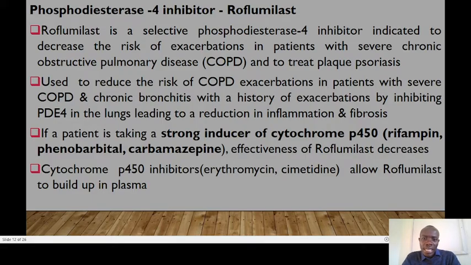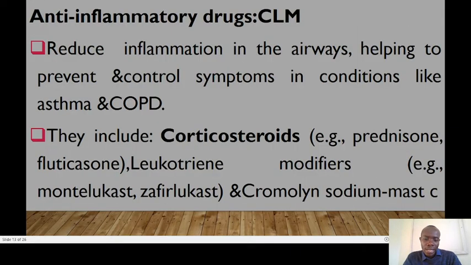So if a patient is taking a strong inducer of cytochrome P450, then the effectiveness of roflumilast will decrease because it's also metabolized by the same enzyme. However, if you take cytochrome P450 inhibitors like erythromycin or cimetidine, this will allow roflumilast to build up in plasma, and thus you'll experience more side effects of the drug. Okay guys, so that's the end of the bronchodilators.